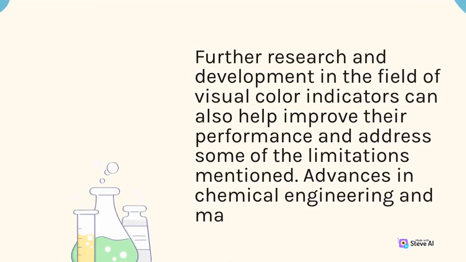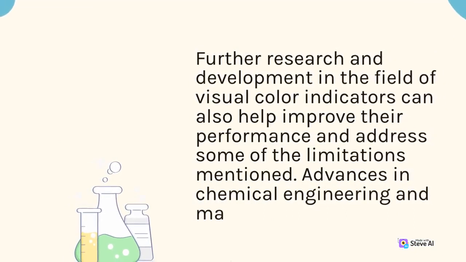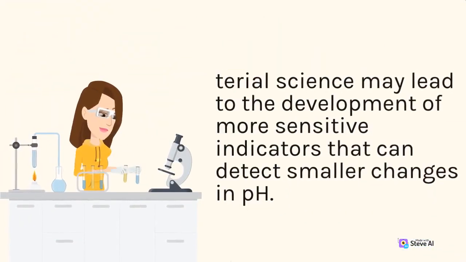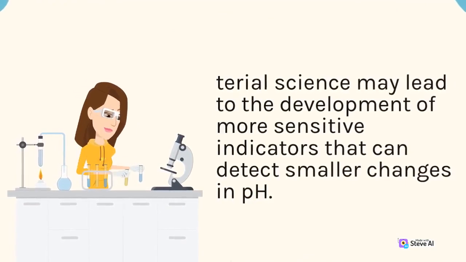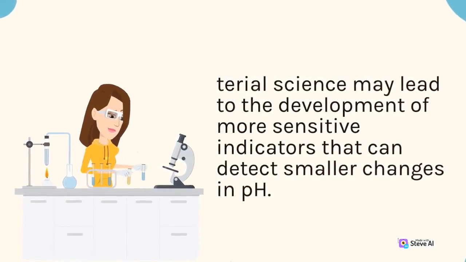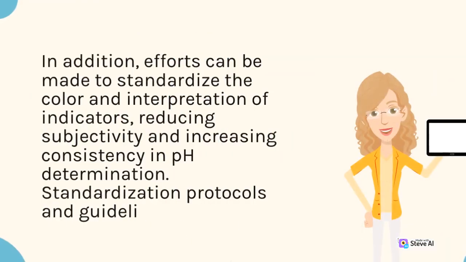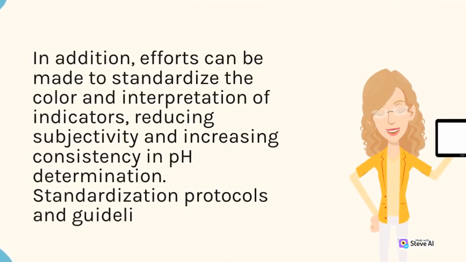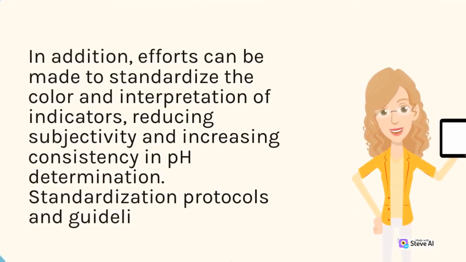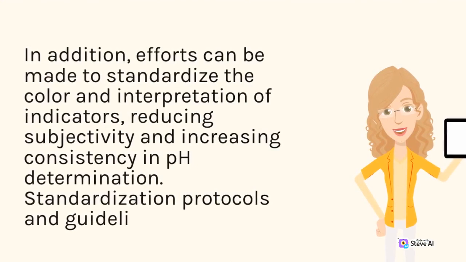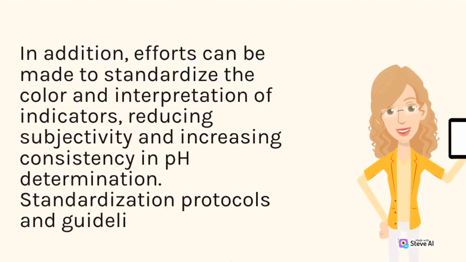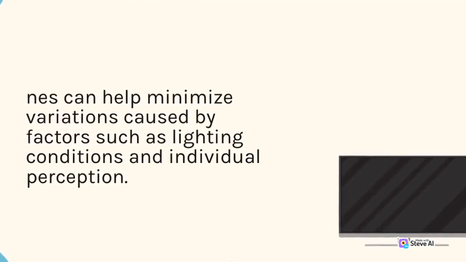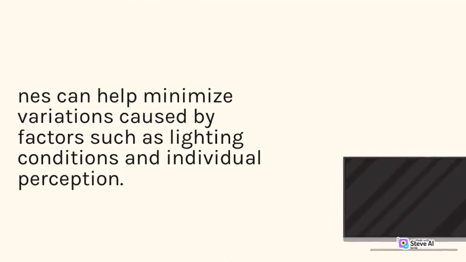Further research and development in the field of visual color indicators can also help improve their performance and address some of the limitations mentioned. Advances in chemical engineering and material science may lead to the development of more sensitive indicators that can detect smaller changes in pH. In addition, efforts can be made to standardize the color and interpretation of indicators, reducing subjectivity and increasing consistency in pH determination. Standardization protocols and guidelines can help minimize variations caused by factors such as lighting conditions and individual perception.